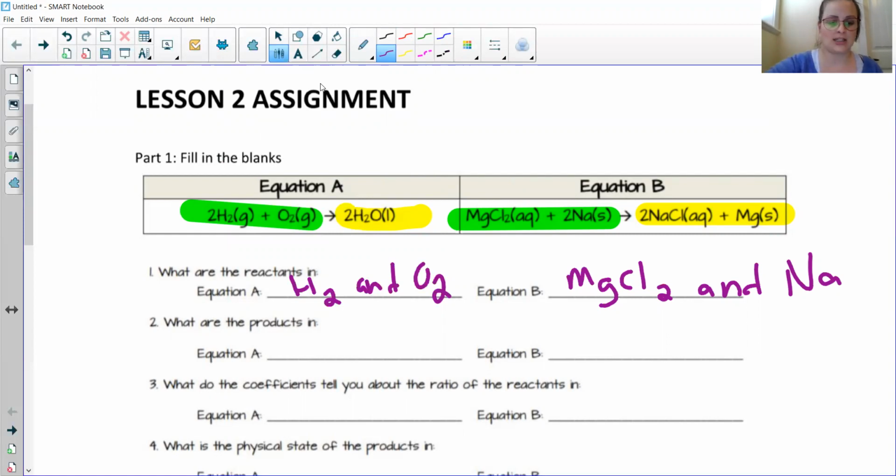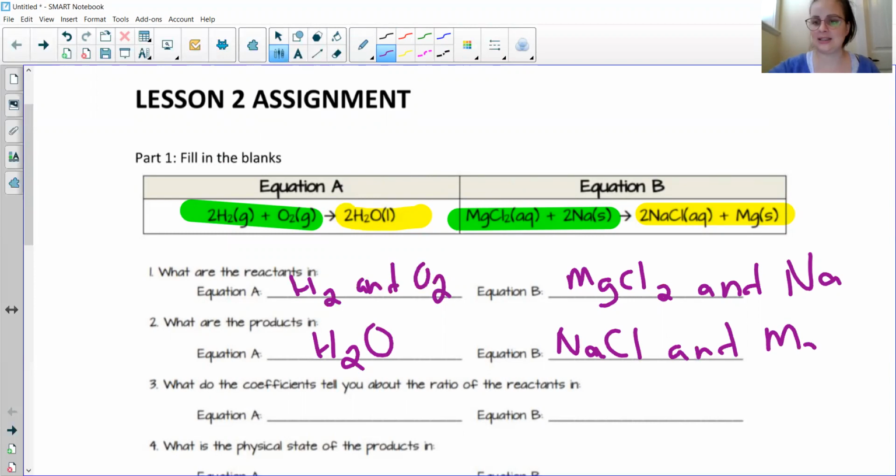So to answer question 2, the product is water for equation A, and it's sodium chloride, which is table salt, and magnesium for equation B. Notice how magnesium is by itself there. It is not a halogen. It is not a gen, meaning that it ends with the word gen or the sound gen in its name. So when it's by itself, there's just one of them.